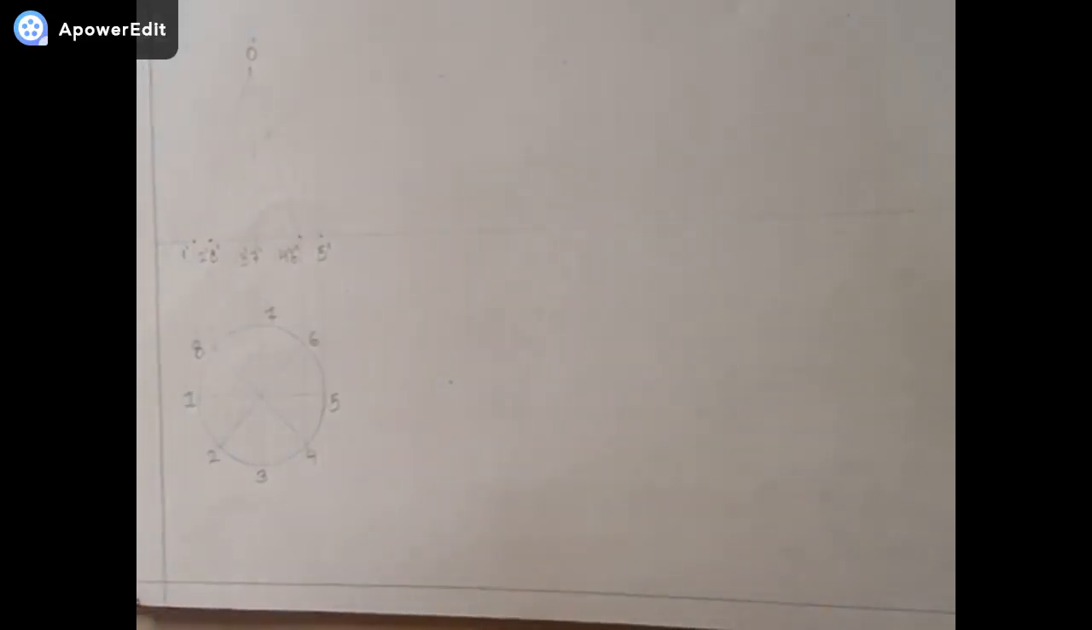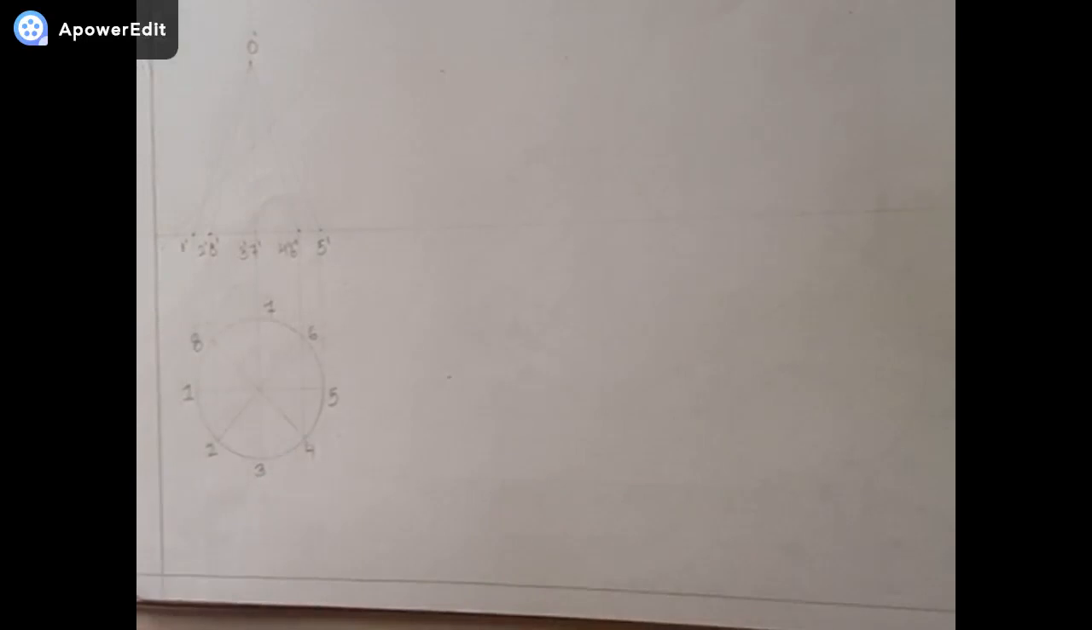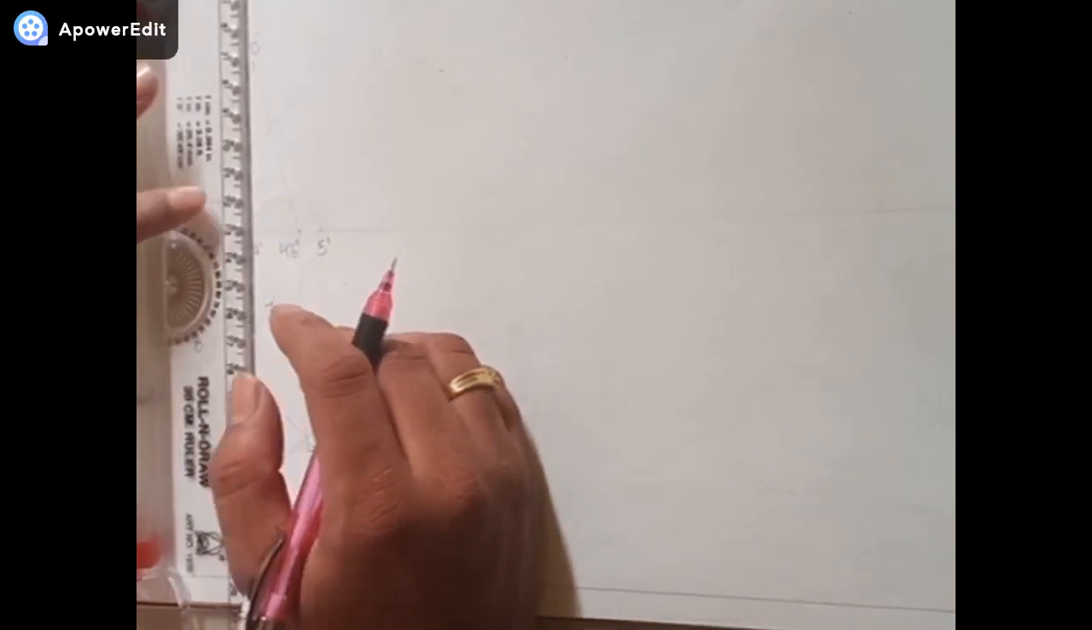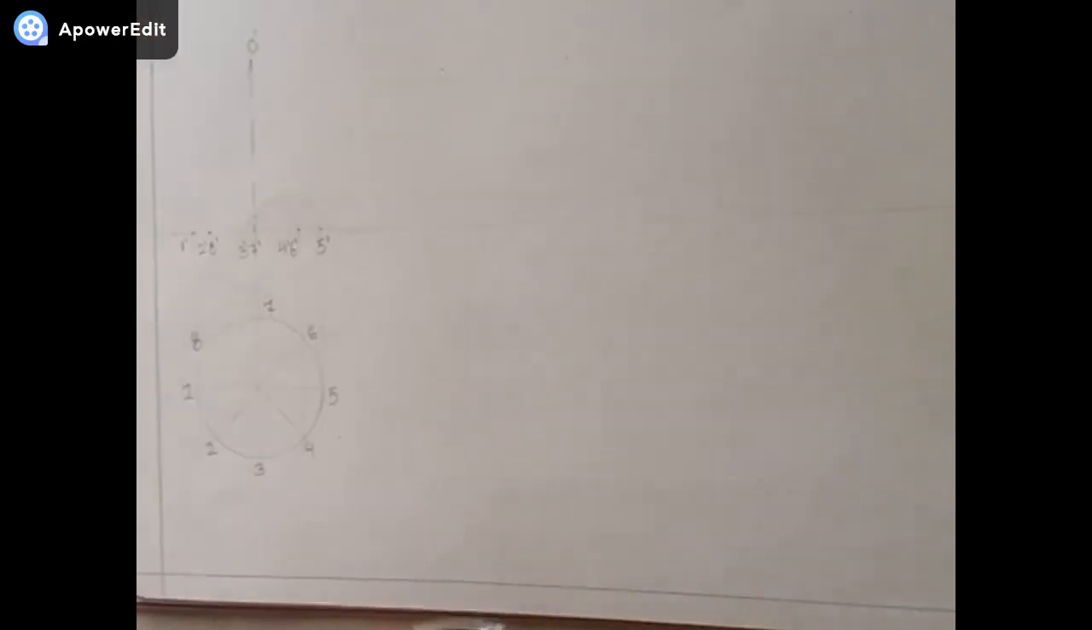So this will be 1 dash, this will be 2 dash 8 dash, this will be 3 dash 7 dash, this will be 4 dash 6 dash, and this will be 5 dash, and the apex point will be O dash. I have already drawn this in a very faint line, so that after cutting it will not be a big issue for us. So I'll make it an axis. I have to show the axis.